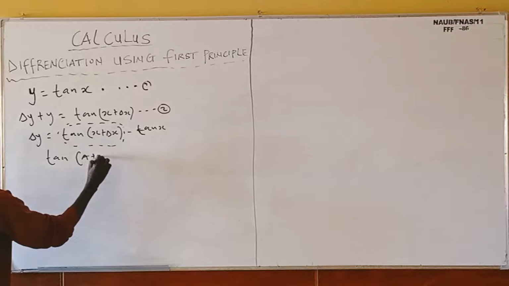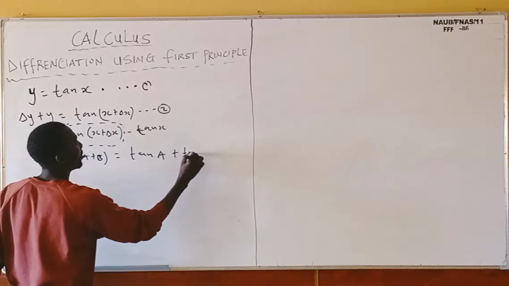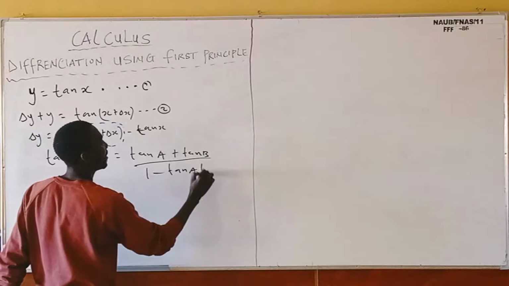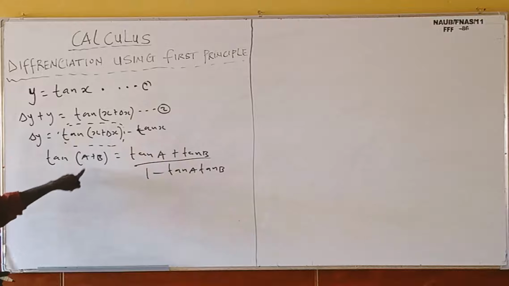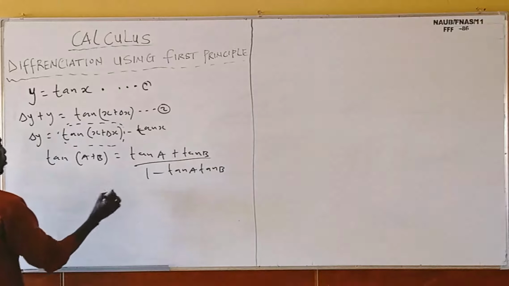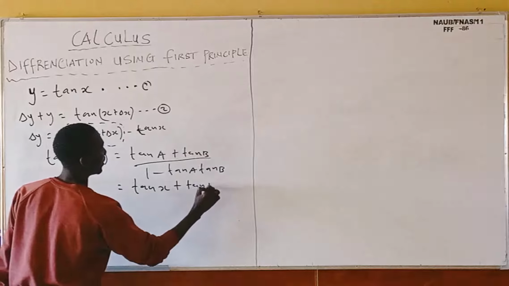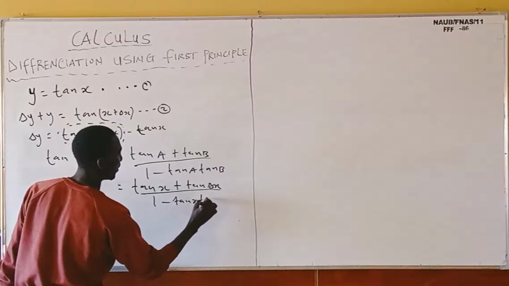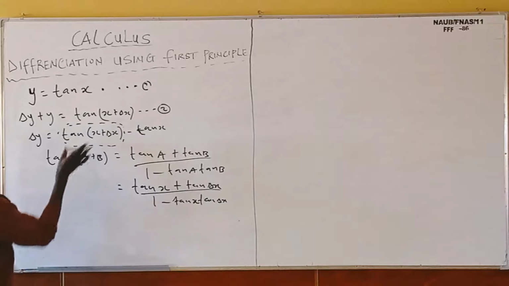from tan a plus b, which is equal to tan a plus tan b all over 1 minus tan a tan b. So x here will be my a and change in x here will be my b, which will be equal to tan x plus tan change in x all over 1 minus tan x tan change in x. So now this is what I'm going to substitute here.